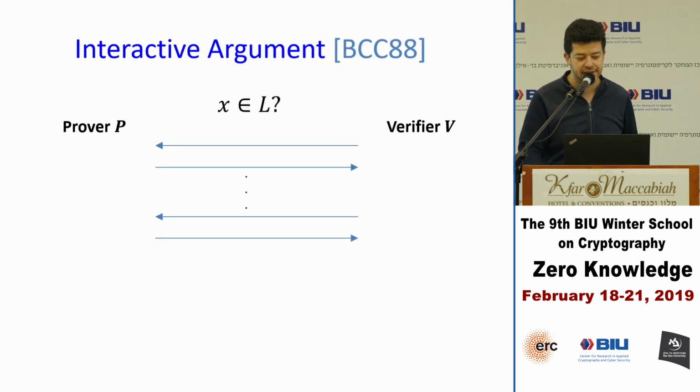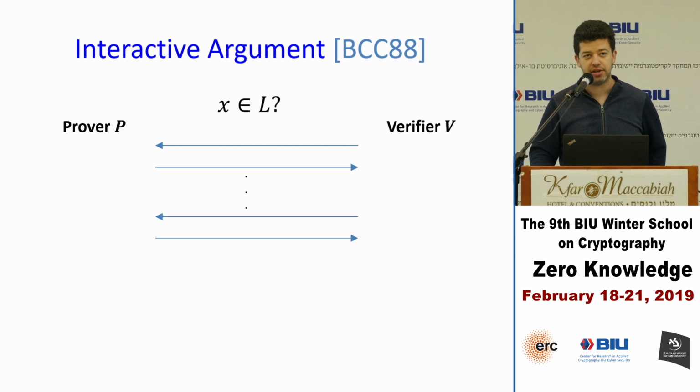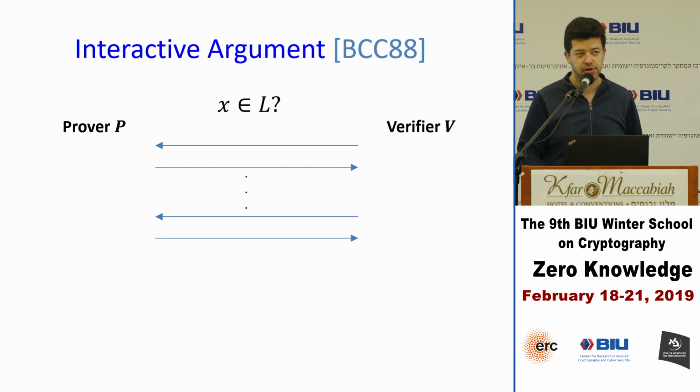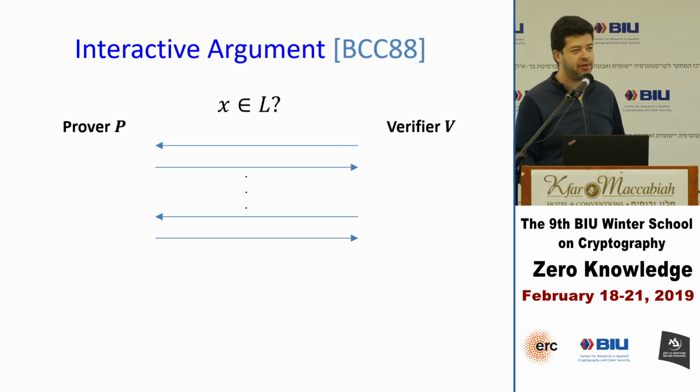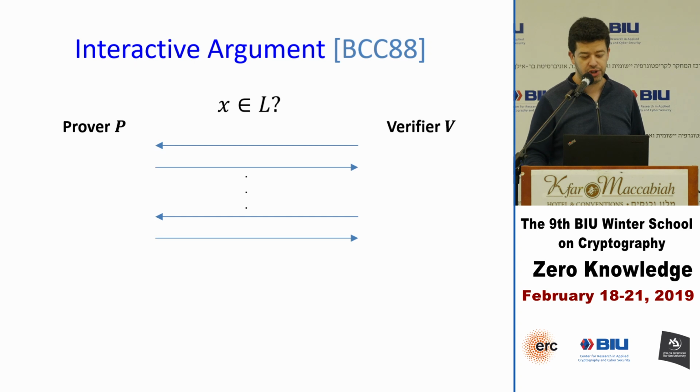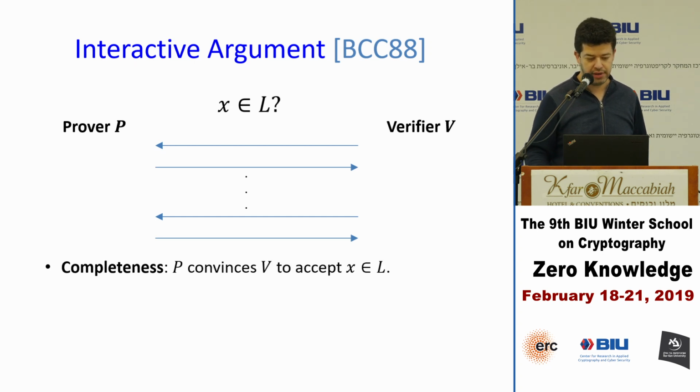So before telling you what it is, let me briefly remind you what an interactive argument is. So, a notion proposed by Brassard, Chaum, and Crépeau in '88. It's very similar to an interactive proof. So we have a verifier V and a prover P. The prover is trying to convince the verifier that an input X belongs to the language L. So they interact, send messages back and forth.